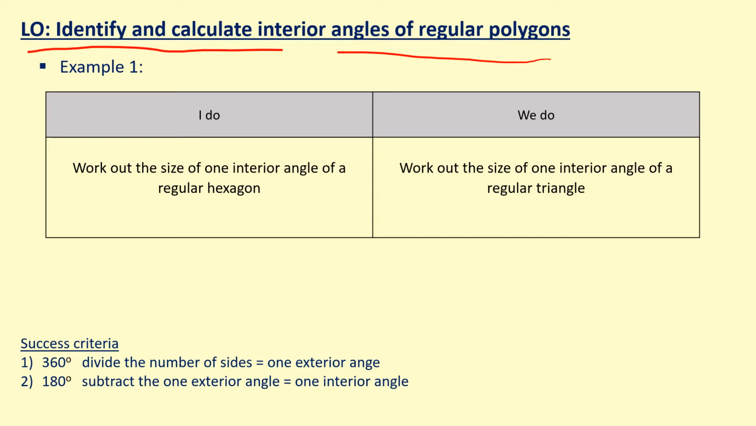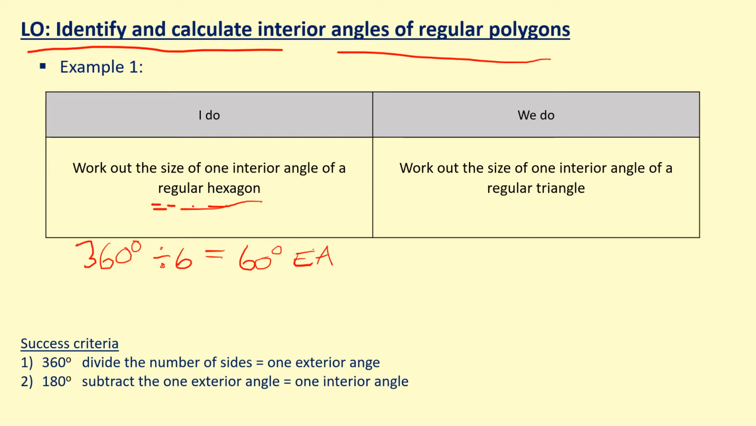Divide by the number of sides, and that equals 1 exterior angle. So we find the exterior first. It's asking us to do that with a hexagon in this I do. So 360 degrees divided by 6, that's the number of sides. 6 into 36 is 6, plus the 0, 60 degrees. So we found our exterior angle. I'm just going to label that EA.